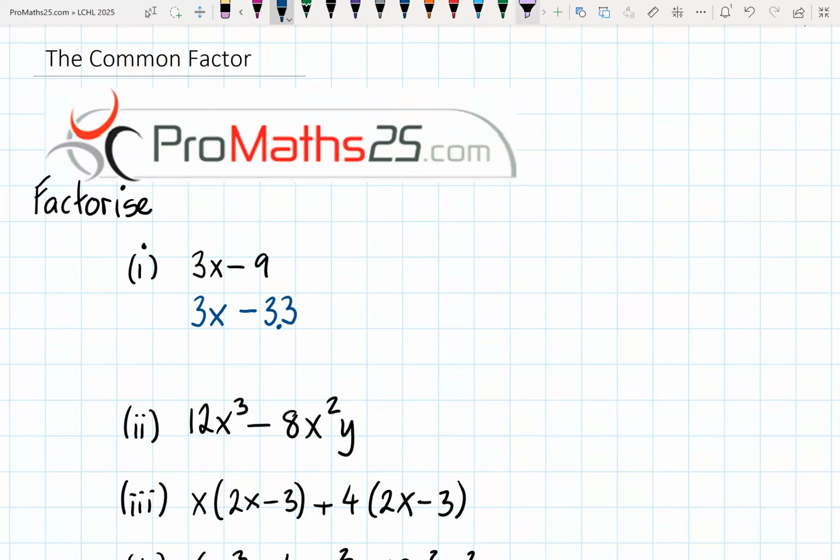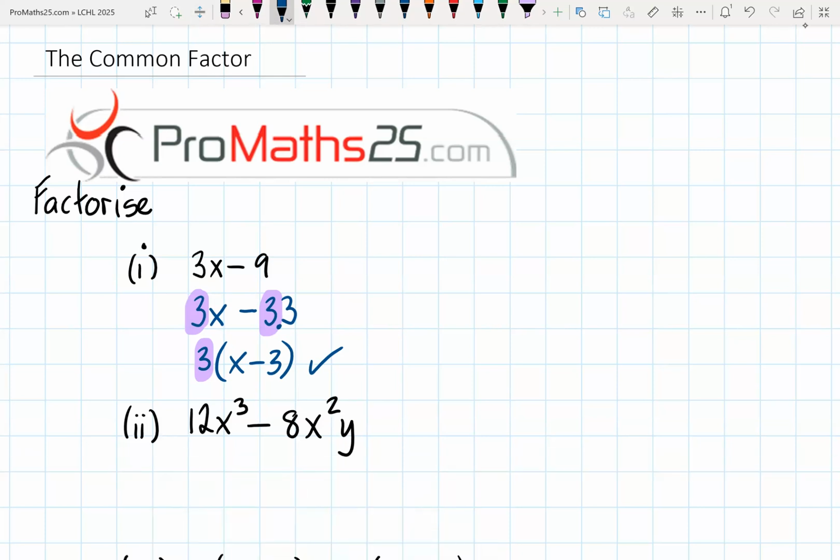So if we say what's common there, what's in both of them? Look, you can see 3 is common, so we're going to take out that 3. And when we remove the 3s, what's left behind? Look, what's left behind is x take away 3. So we have 3 into x minus 3. That's the factorized version of 3x minus 9, and that's a nice easy one just to get started off with.